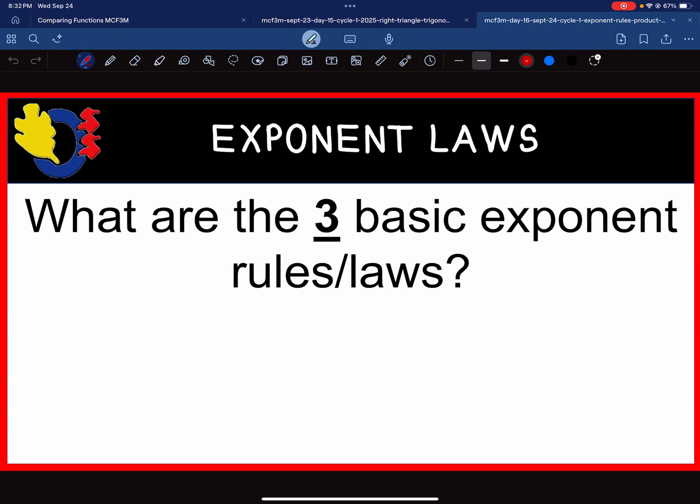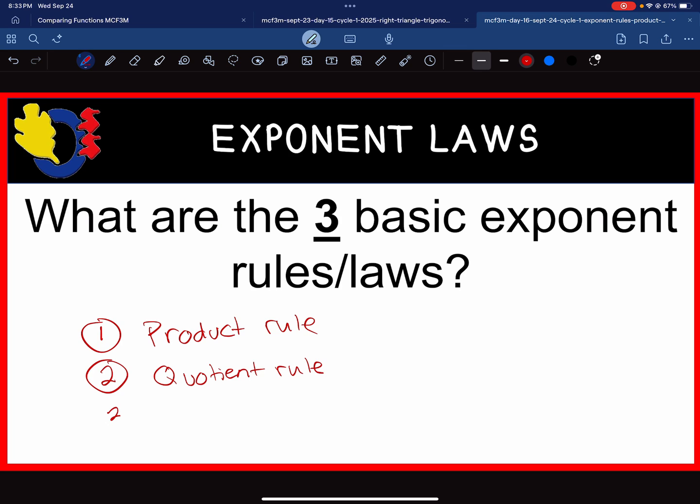Hi everyone, today we are going to be talking about exponent laws. So what are the three basic exponent laws or rules? Okay, so the first one is the multiplication law, also called the product rule. The second one that we're going to talk about today is the quotient rule or the division law. And the third rule that we're going to be talking about is power of a power.